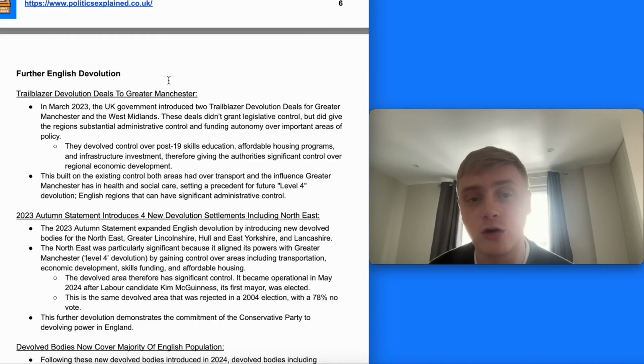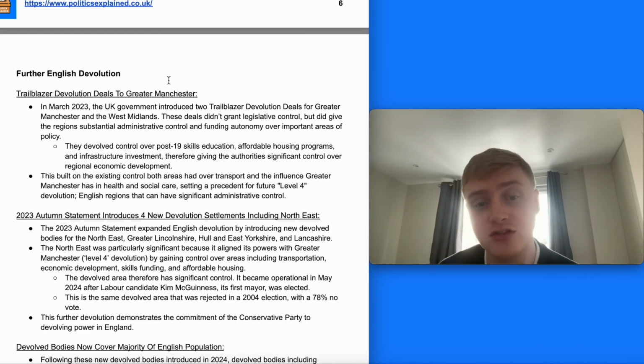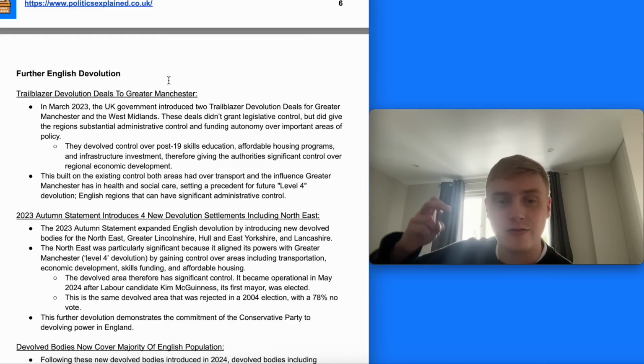So they devolved control over post-19 skills education, affordable housing programs, and infrastructure investment, and therefore overall a real focus on regional economic development. And that built on the existing control both areas had over transport and the influence Greater Manchester has in terms of health and social care. And this is described as level 4 devolution.